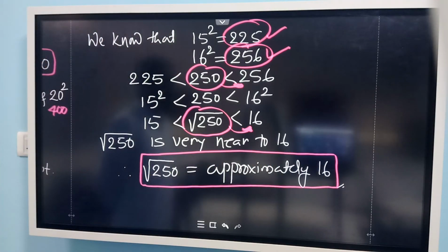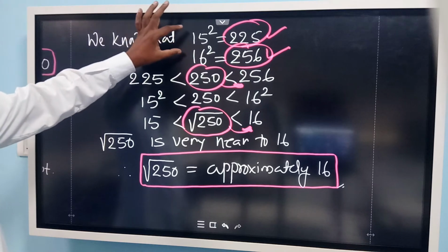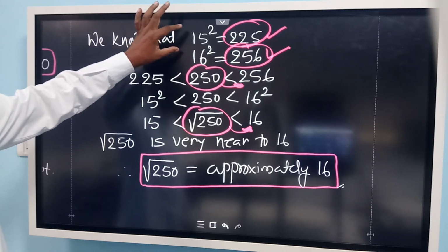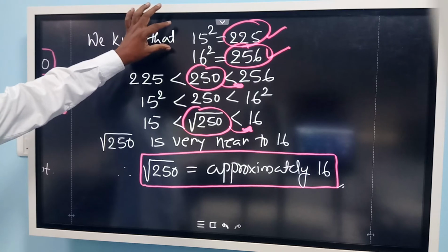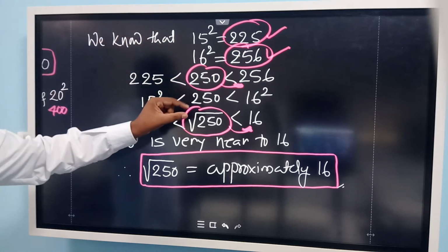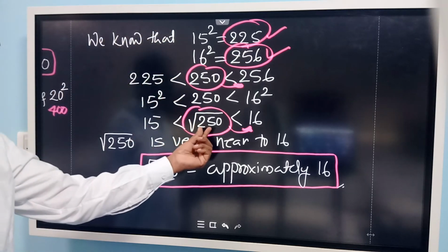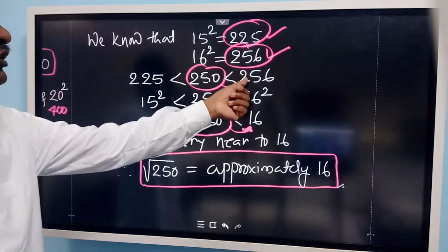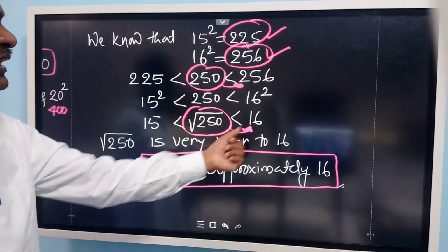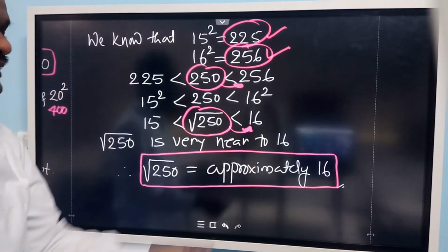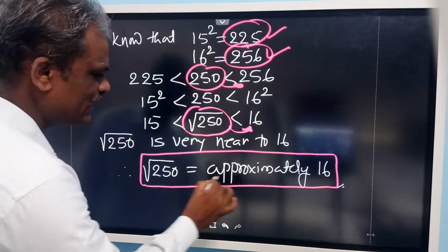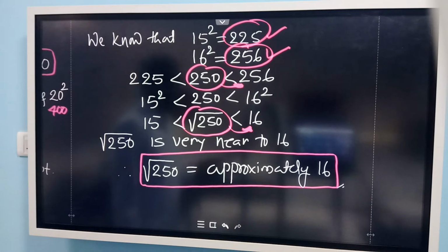Approximately 16. We are just finding the nearest perfect square numbers. Then we are choosing the number which is very close to this one. Very close to this one is 256, and the square root of 256 is 16. So I am writing that, that's why it is approximately, not exactly. Not the exact correct answer, but the very nearest answer. So this is how we can find the estimation of the square roots.